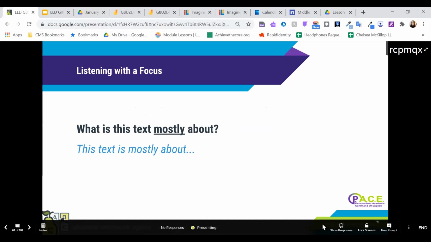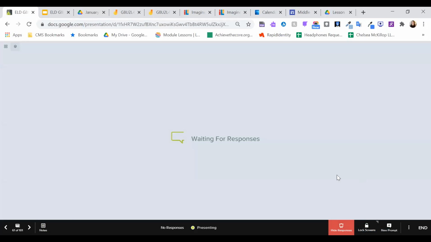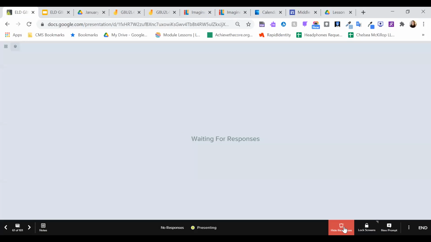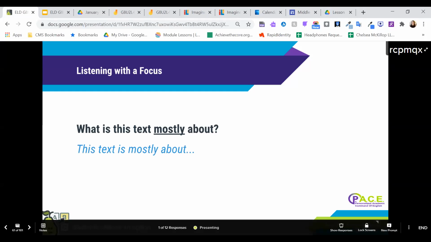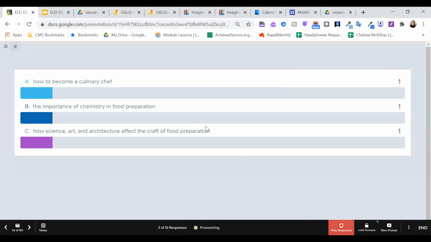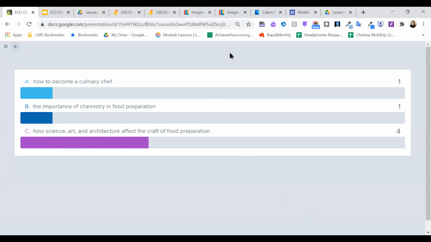So with this, we thought it would be a little bit easier for you to have it multiple choice versus having them continue to write a response. That's just a support added for them to make it a little bit easier. So if you switch to your Pear Deck screen, you should see 3 different options to determine what the text is mostly about. And if you don't know, it's okay, you can take a guess. No worries, safe space.